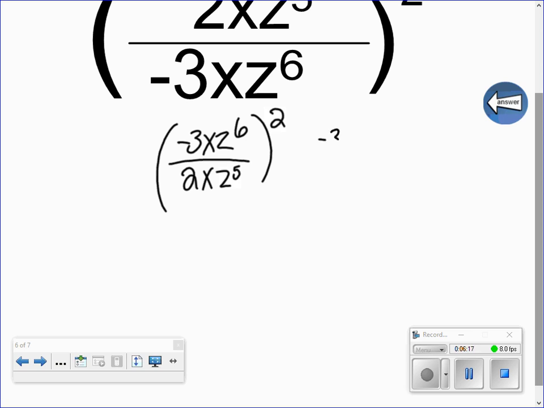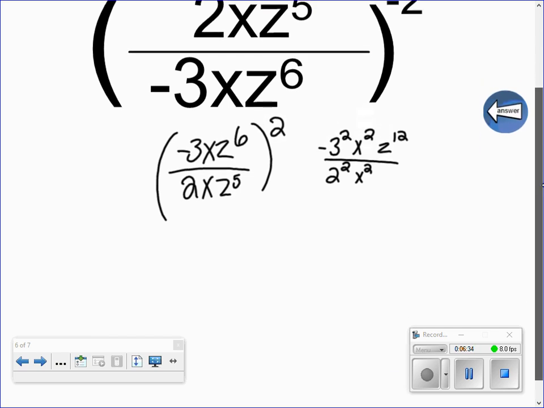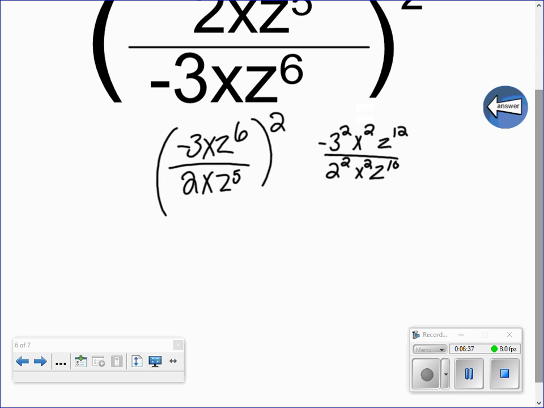So when we do that, we have negative 3 squared, x squared, and z to the 12th power because we're multiplying the exponents. When we do it to the bottom, that's 2 squared, x squared, and z to the 10th power. Now we need to take care of this part. Negative 3 squared, because it was on the outside, is 9. So that's 9x squared z to the 12th. 2 squared is 4, so 4x squared z to the 10th.